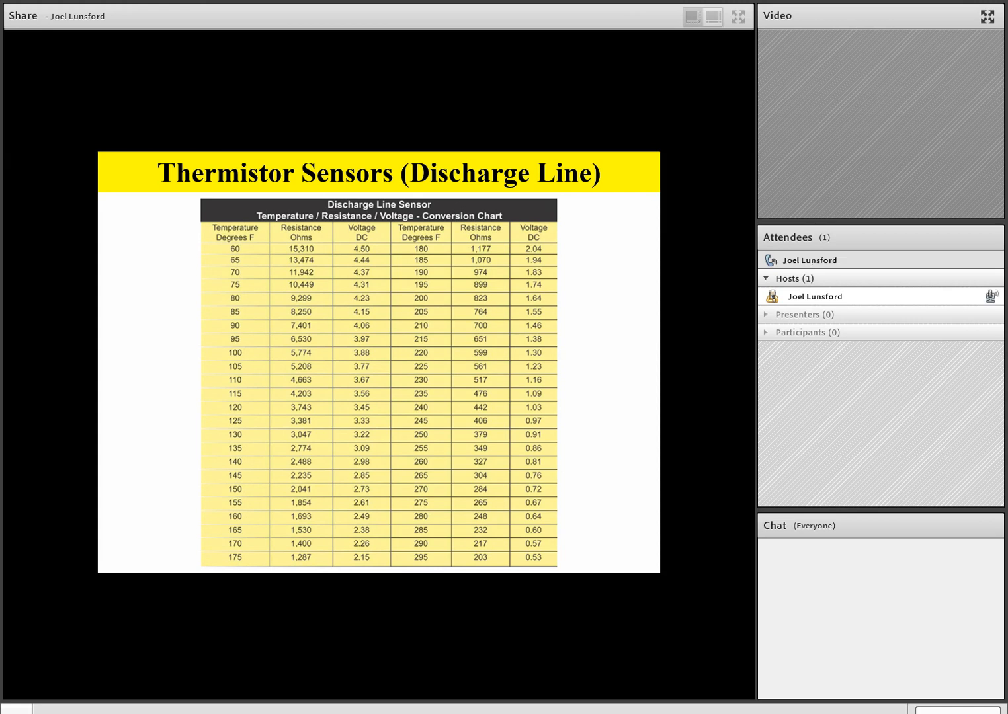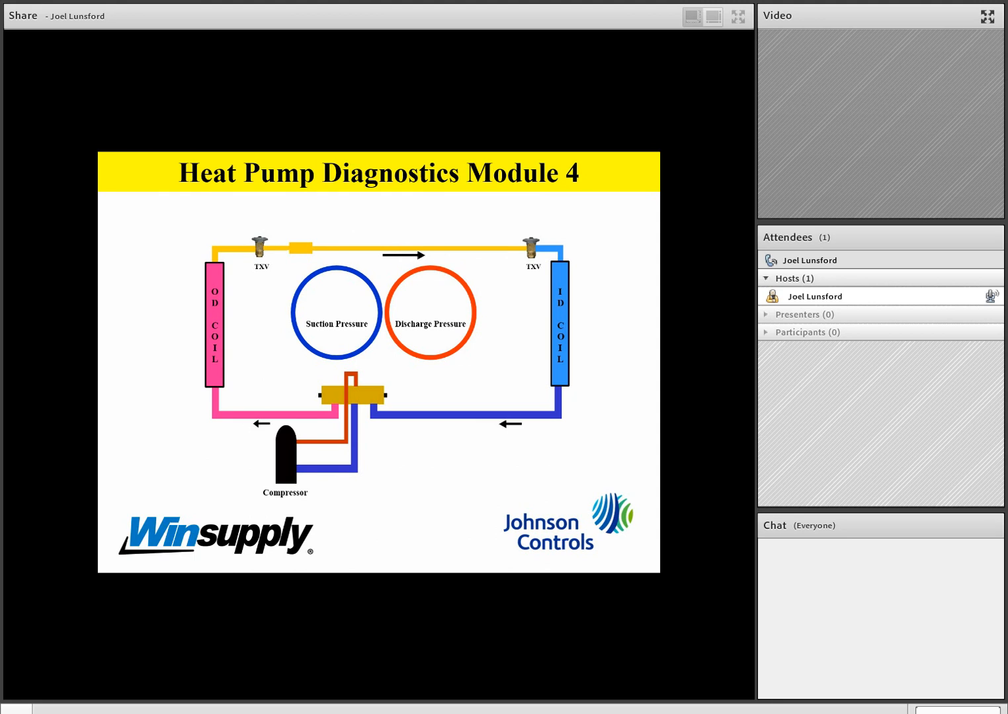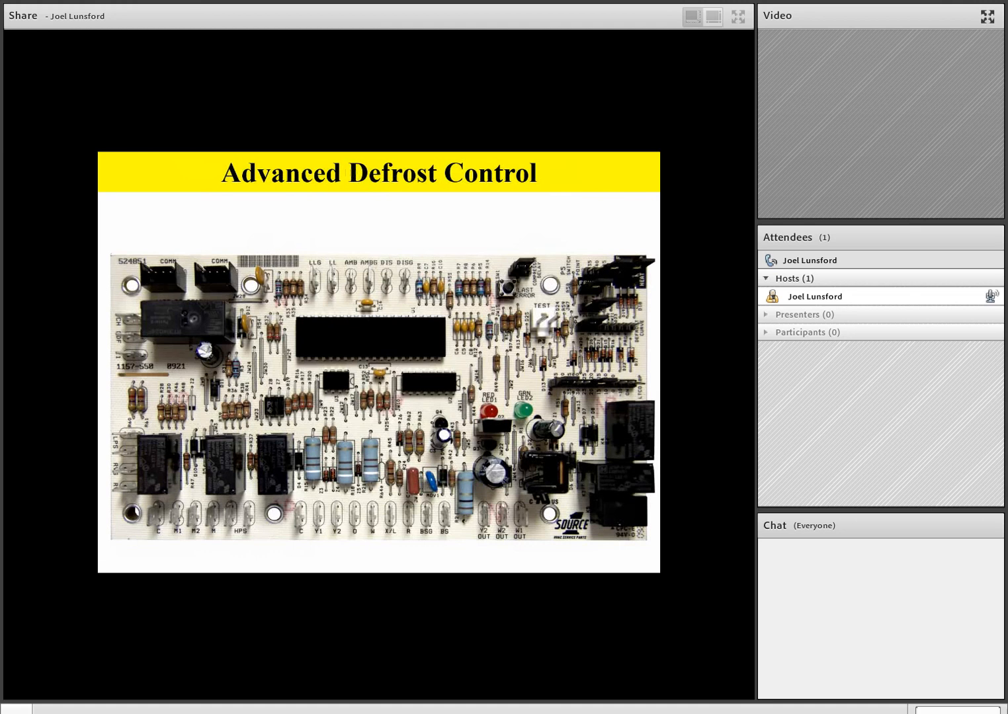At this time, team, we're going to go ahead and look at heat pump diagnostic module number 4. And in this module, we're going to be focusing on the advanced defrost control. Now, the advanced defrost control has some very unique features, and we're going to go through each individual component and every input and every output as we did on the previous control.